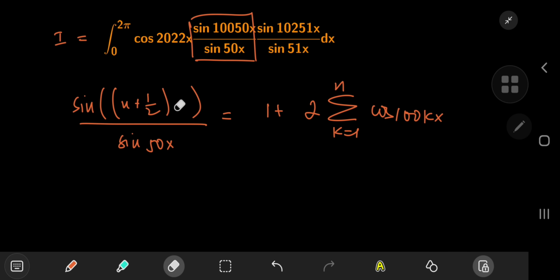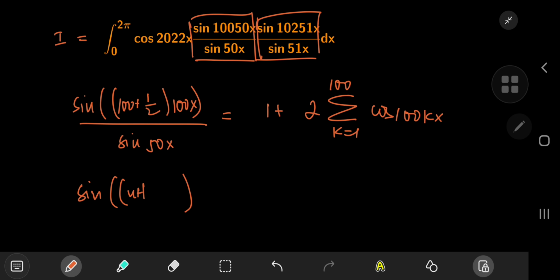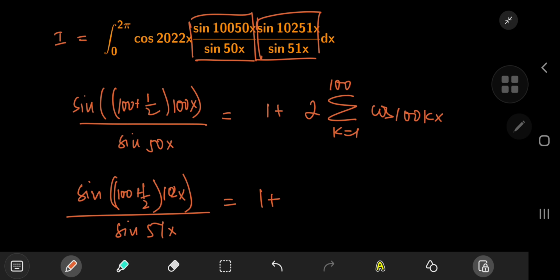Alrighty then. And same thing over here. If you have 100x over here and n plus 1/2 here, you can run through the math. You still need 100 over here, so you want n to be 100. And I can replace this n here by 100. All right. And what about the other fraction here? Well, you should have a 102x term, so that you have sine 51x down here. And again, you would need n to be 100. Okay, and this equals 1 plus twice the sum over k equals 1 to 100 of the cosine of 102kx.